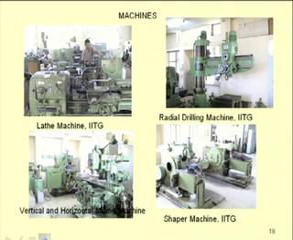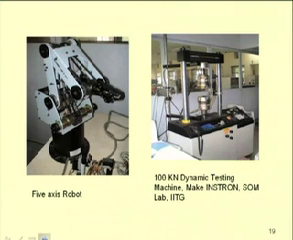Starting with these components of different machine parts, you can see different machines in this workshop. This is a lathe machine, this is a radial drilling machine, this is a vertical milling machine and this is a shaper machine. This is a 5-axis robot and this is a UTM. In all these cases one may observe that the parts are very rigid.